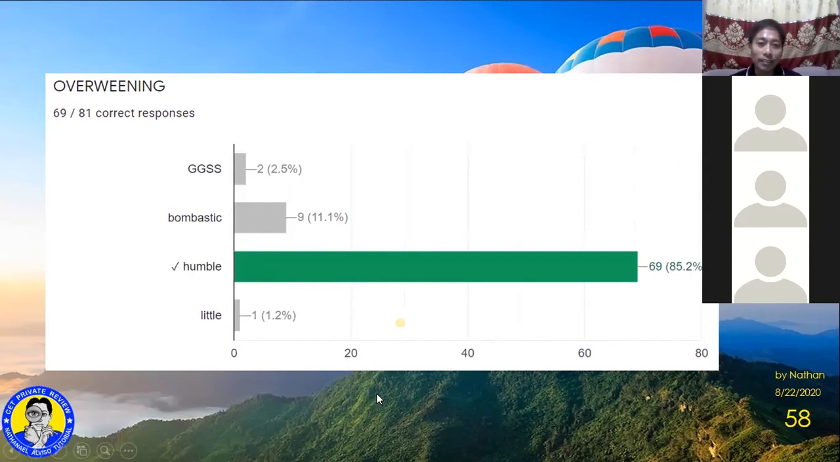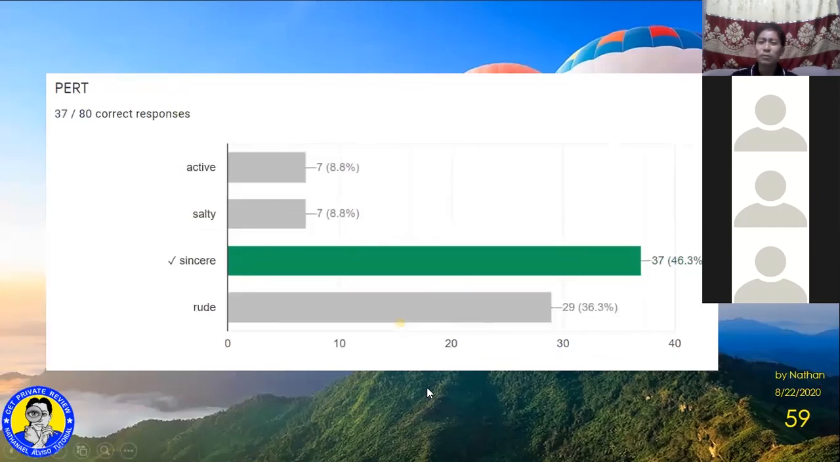Right? Overweening. So overweening, the meaning of that is GGSS, gandang-ganda sa sarili. Okay, and some of you answered gandang-ganda sa sarili. That's the equivalent meaning, or bombastic. You're so proud of yourself and you idolize yourself. That's overweening. So the opposite of that is humble.